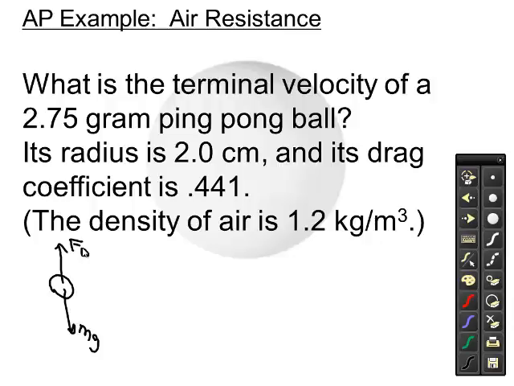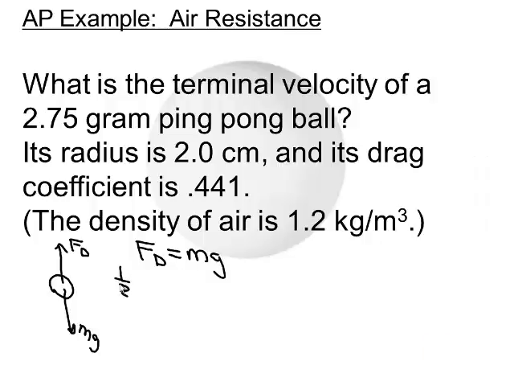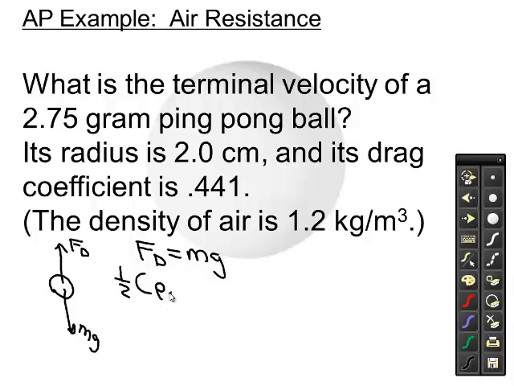So what are you going to do? Take mg. Find mg. All right. Since we know these two are equal, we replace F_D with 1/2 C rho A V squared, and see if we've got enough stuff to figure out what V is.